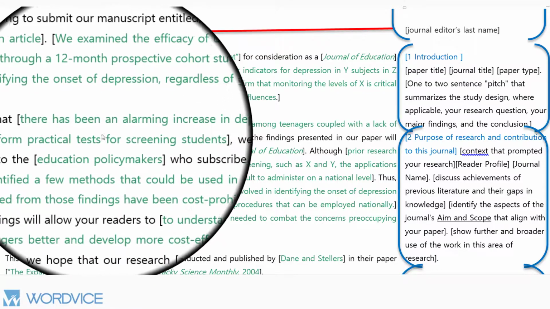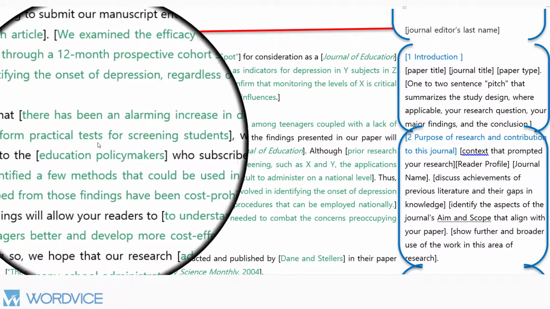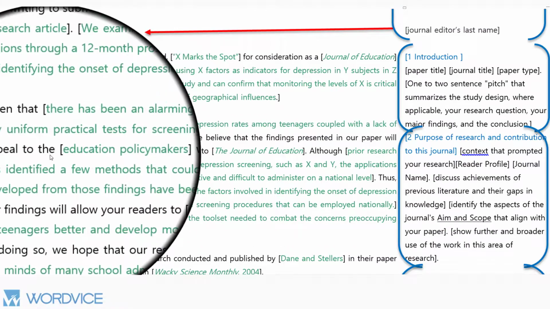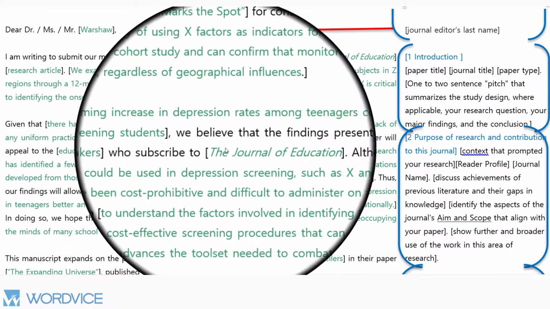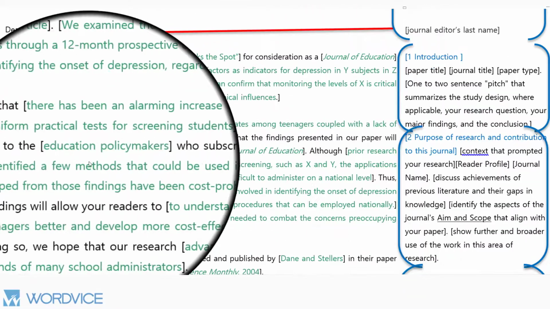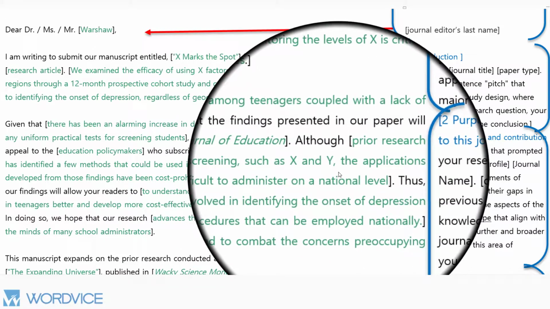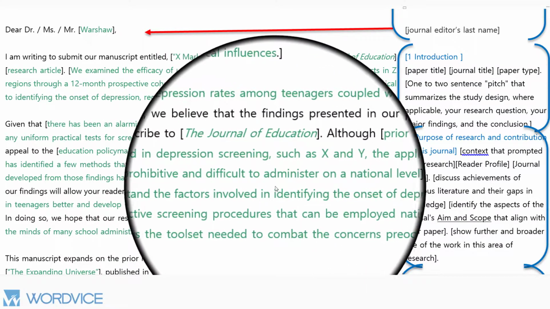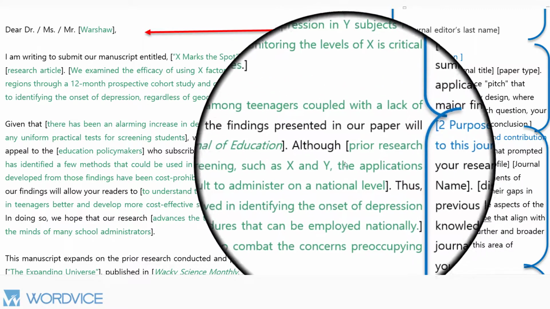Given that there has been an alarming increase in depression rates among teenagers coupled with a lack of any uniform practical tests for screening students, we believe that the findings presented in our paper will appeal to, and this is the target audience or readership, education policymakers who subscribe to the Journal of Education, or your journal. Although prior research has identified a few methods that could be used in depression screening, such as X and Y, the applications developed from those findings have been cost prohibitive and difficult to administer on a national level. So the context that prompted your research will probably differ wildly from our example here.